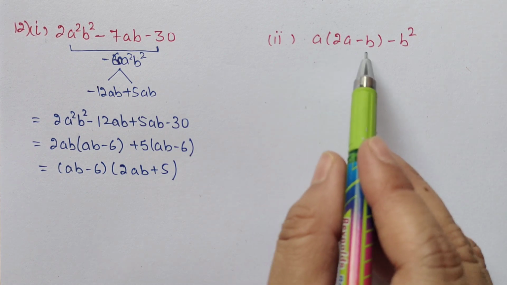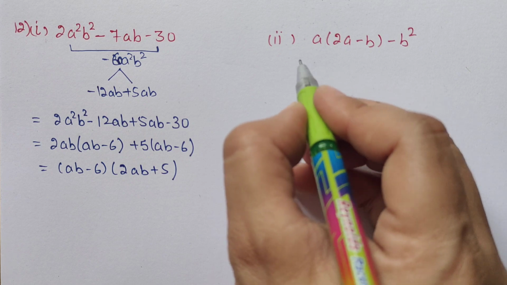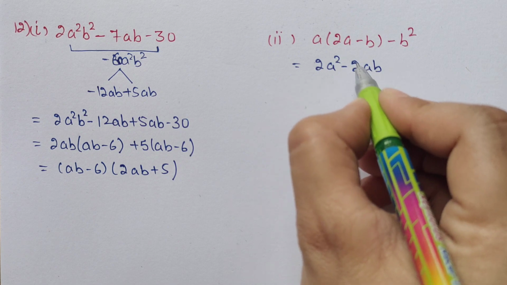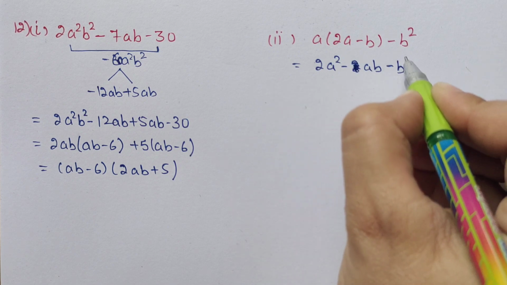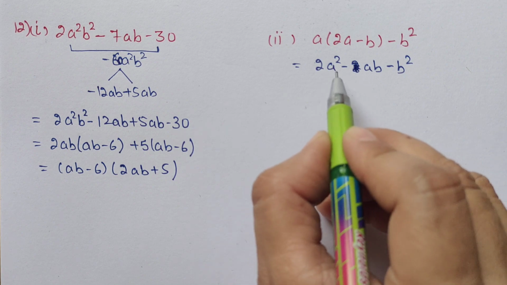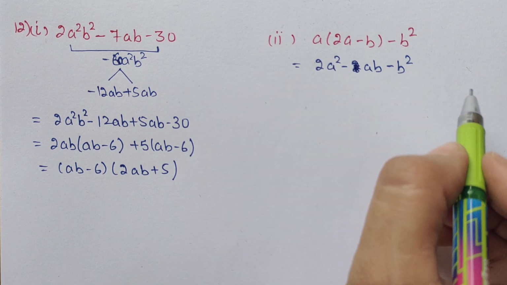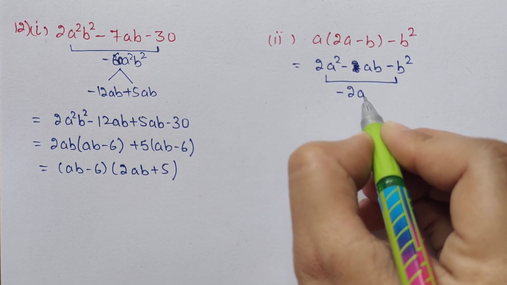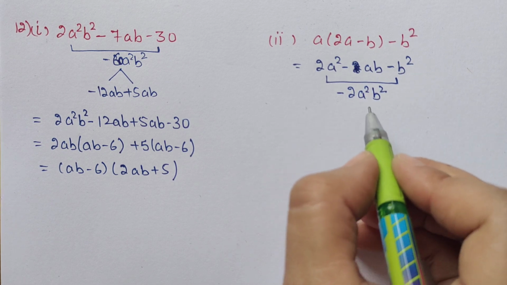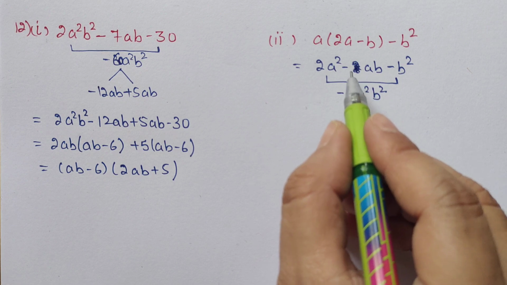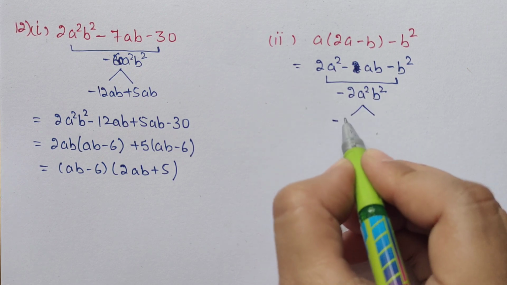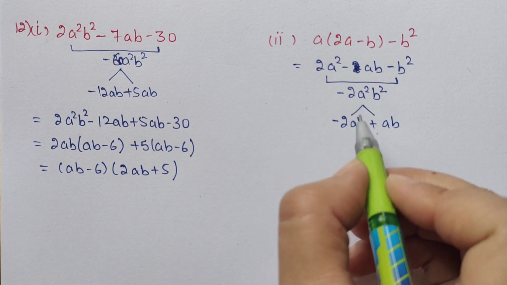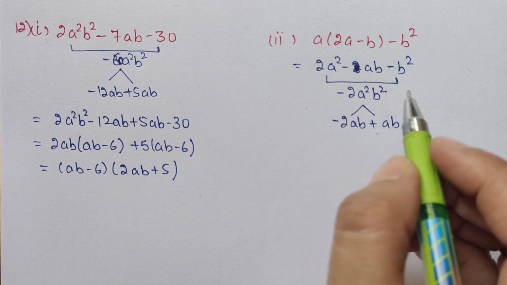For the second part, first we need to remove this bracket, multiply this a inside the bracket: 2a square minus 2ab, not 2ab, only ab, and minus b square. After that, see one variable, a square, a, and without a, any one we have to arrange. After that, multiply first and last with symbol: minus 2a square b square. We have to do the factors of 2 such that after subtraction minus 1 should come. So factors will be minus 2ab plus ab. 2 into 1 will be 2, and minus 2 plus 1 will be minus 1ab.